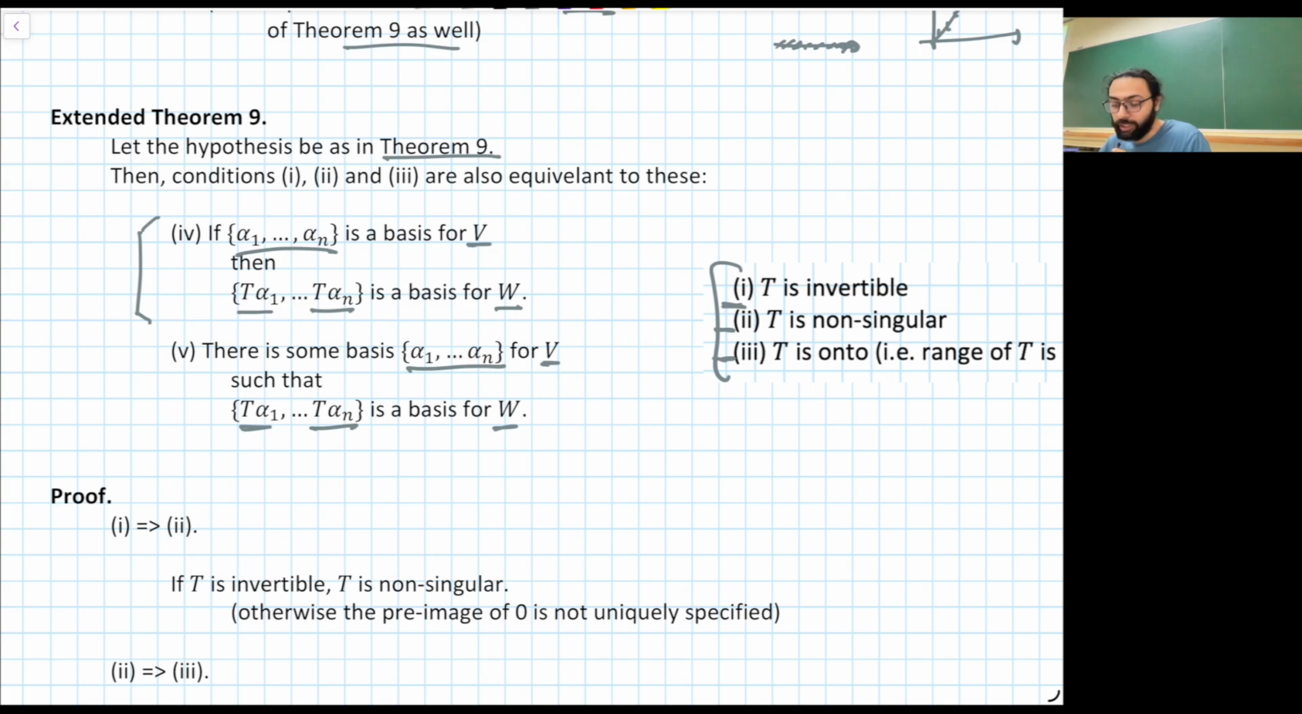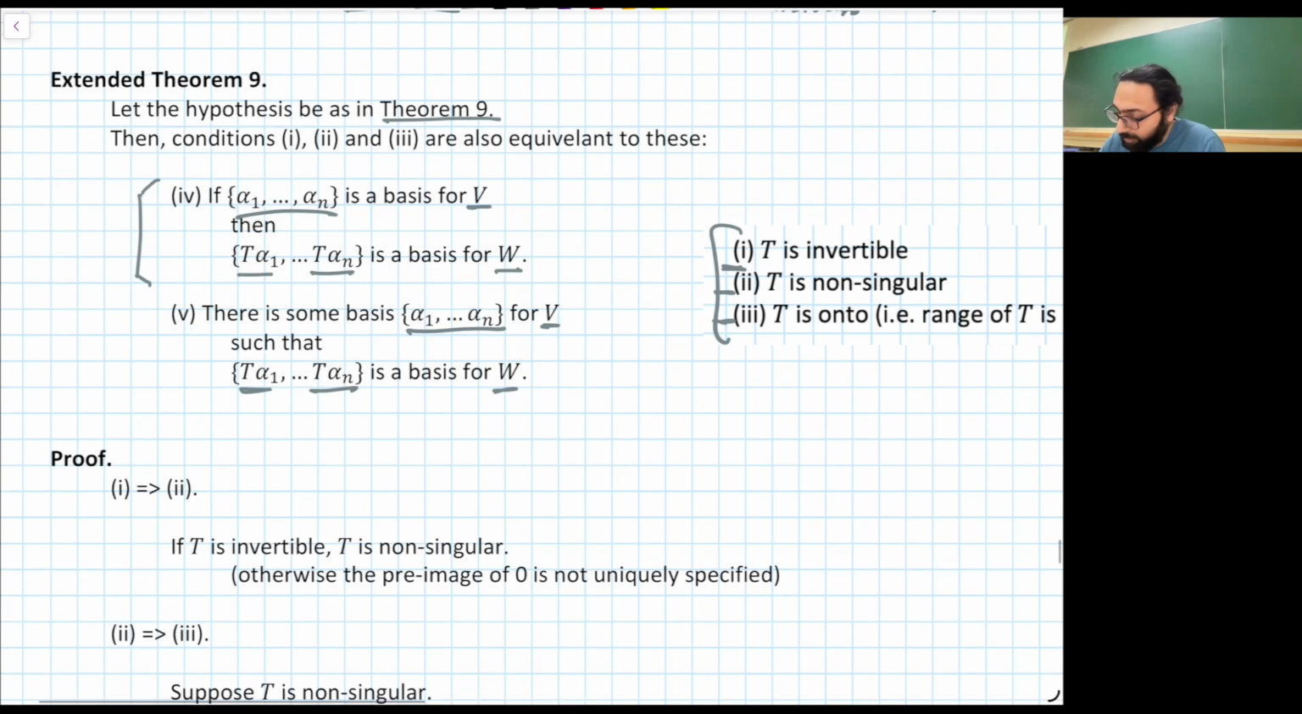Okay, so these two statements, can you identify the difference between them? Because they look very similar. The first statement is saying that regardless of which basis you pick for V, when you apply the transformation T, you will get a basis for W. That's statement 4. Statement 5 is saying that there exists some basis in V such that when you apply the transformation, you get a basis for W. So statement 5 is a bit weaker, right? You just need to find some basis for which this property holds, while statement 4 says that you have to show that for all bases that property holds. So that is the difference between the two statements. Is that okay?